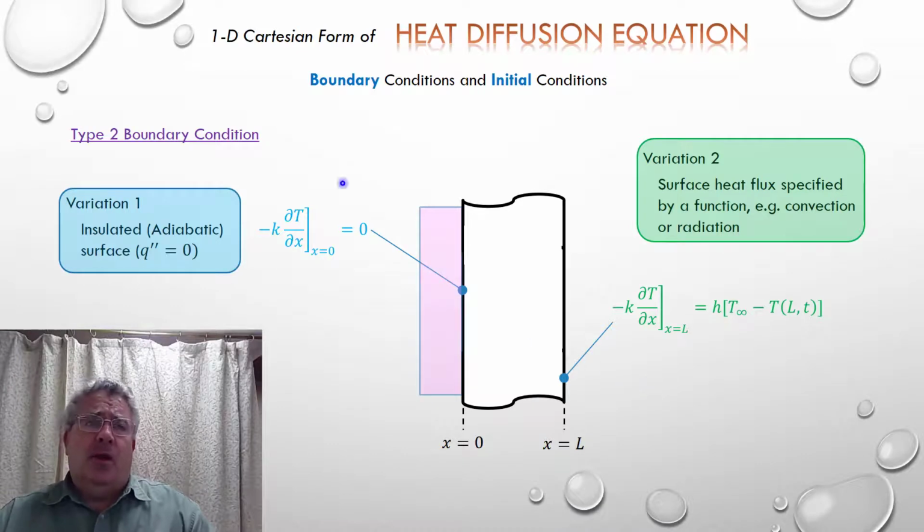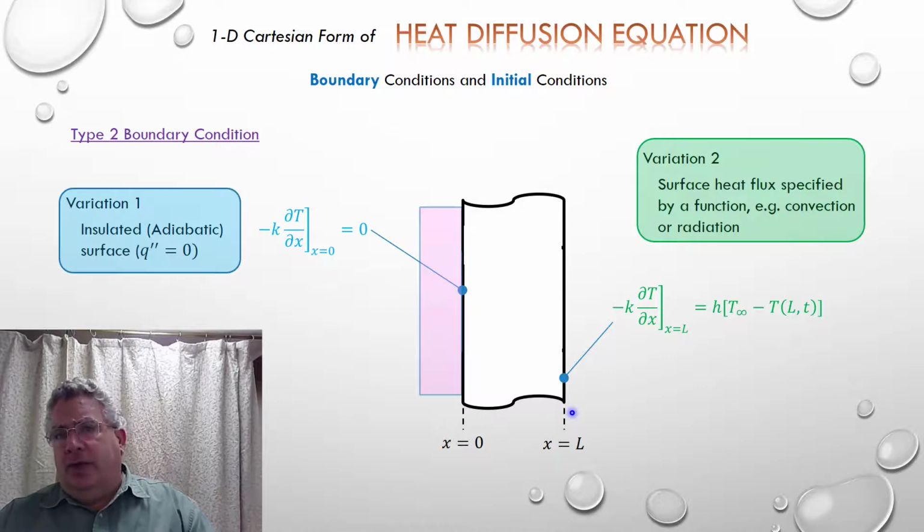So now, we're still in the type 2 boundary condition, but there are some variations that we can look at. If this surface is next to or is completely insulated, we do not allow for heat transfer across this boundary. So the heat flux, Q dot, is going to be equal to 0. In that case, that would be one variation of the heat flux boundary condition.